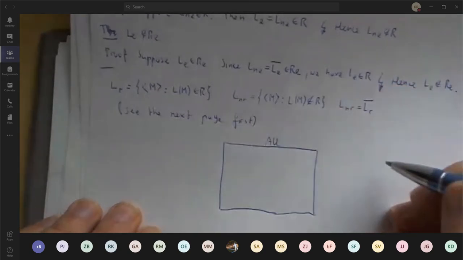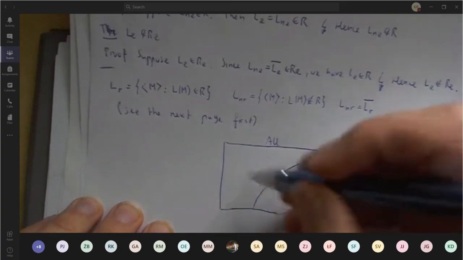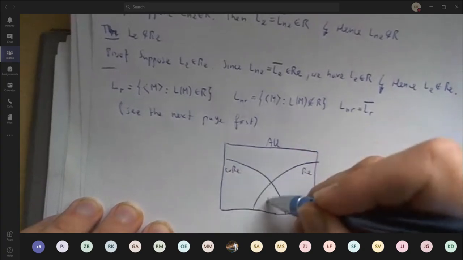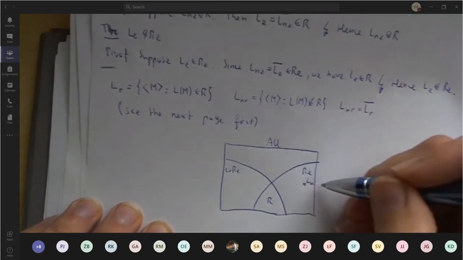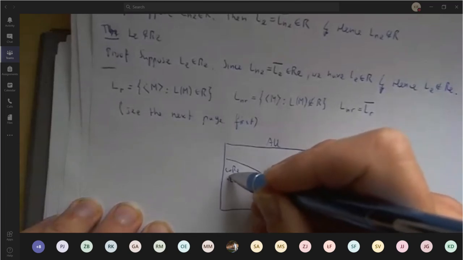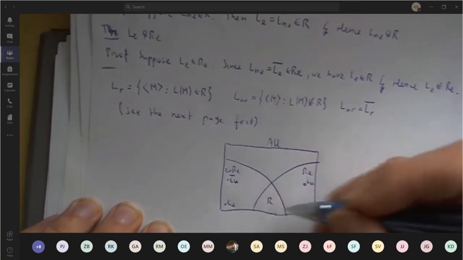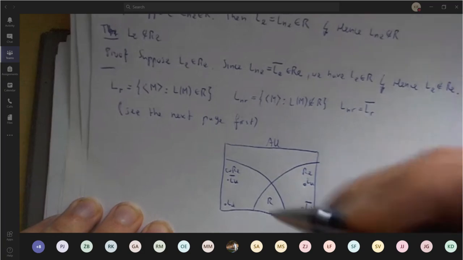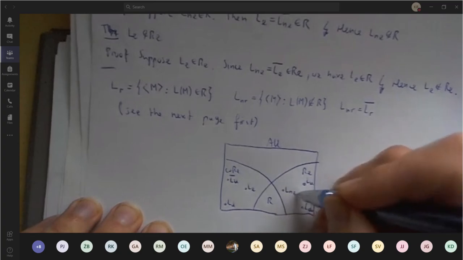This is the set of all languages over the binary alphabet. This is the set of recursively enumerable languages. And this is the set of co-RE. So we have shown that LU belongs here and the complement belongs here. LD, the diagonal language, belongs here, and the complement belongs here. We know that LE belongs here, and the complement, so LNE, belongs here.